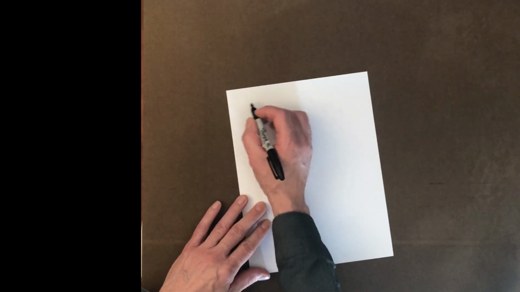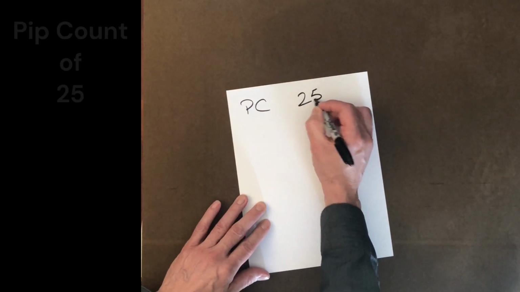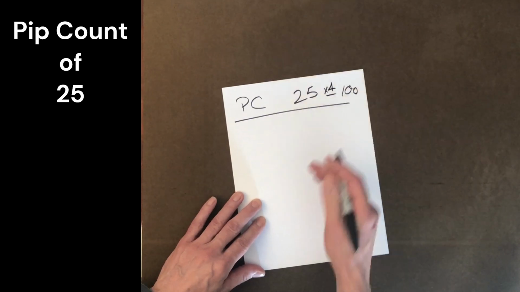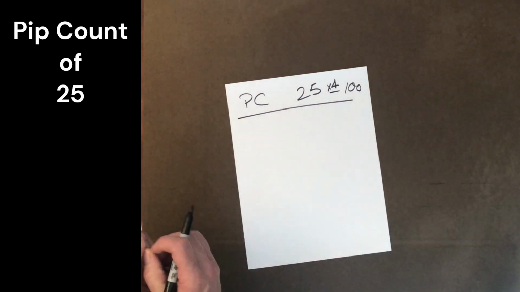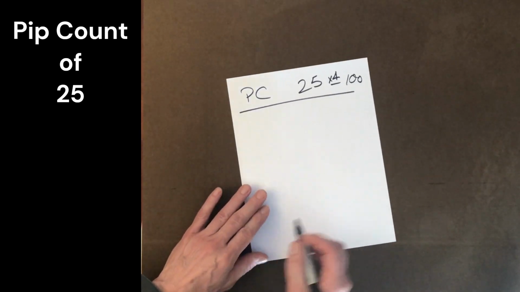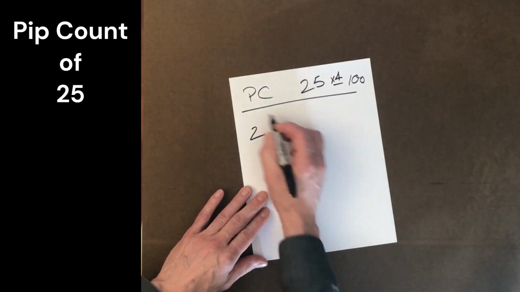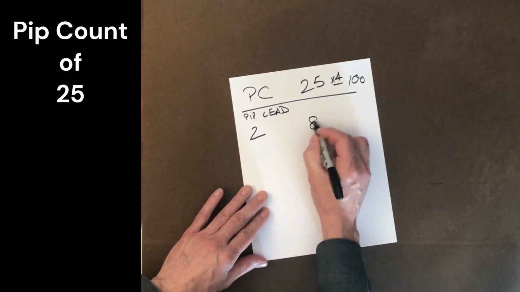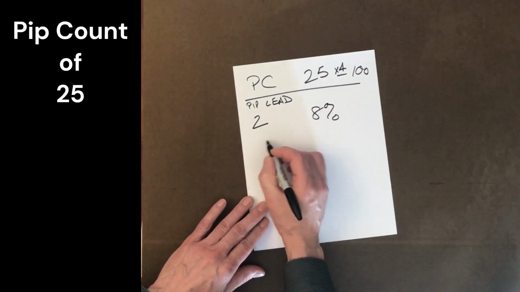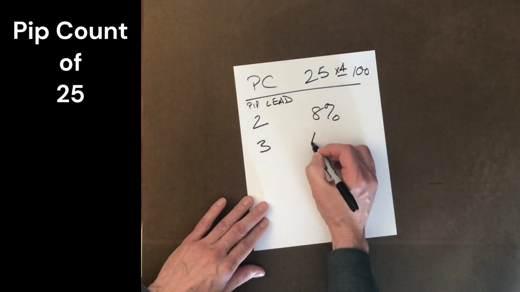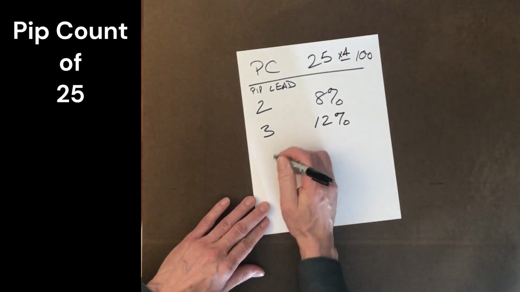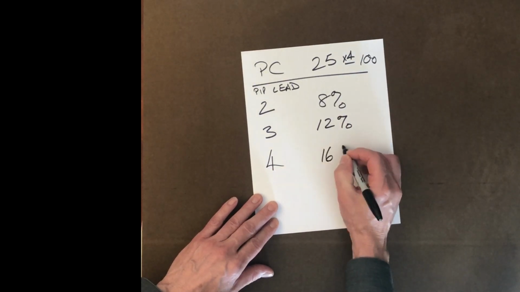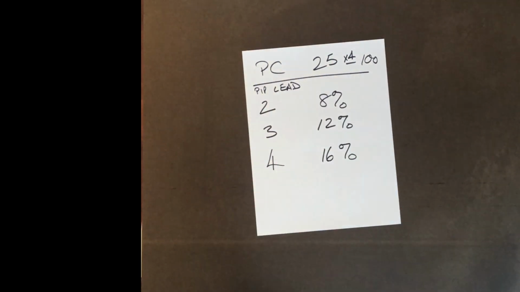Now we have a pip count of 25. To get to 100, times 4. Again, this is all the apple pie. We're just figuring out how to get to 100. Pip lead is 2. 2 times 4, 8%. Pip lead of 3 times 4, 12%. Pip lead of 4 times 4, 16%. Not too many to do when your pip count is that low.